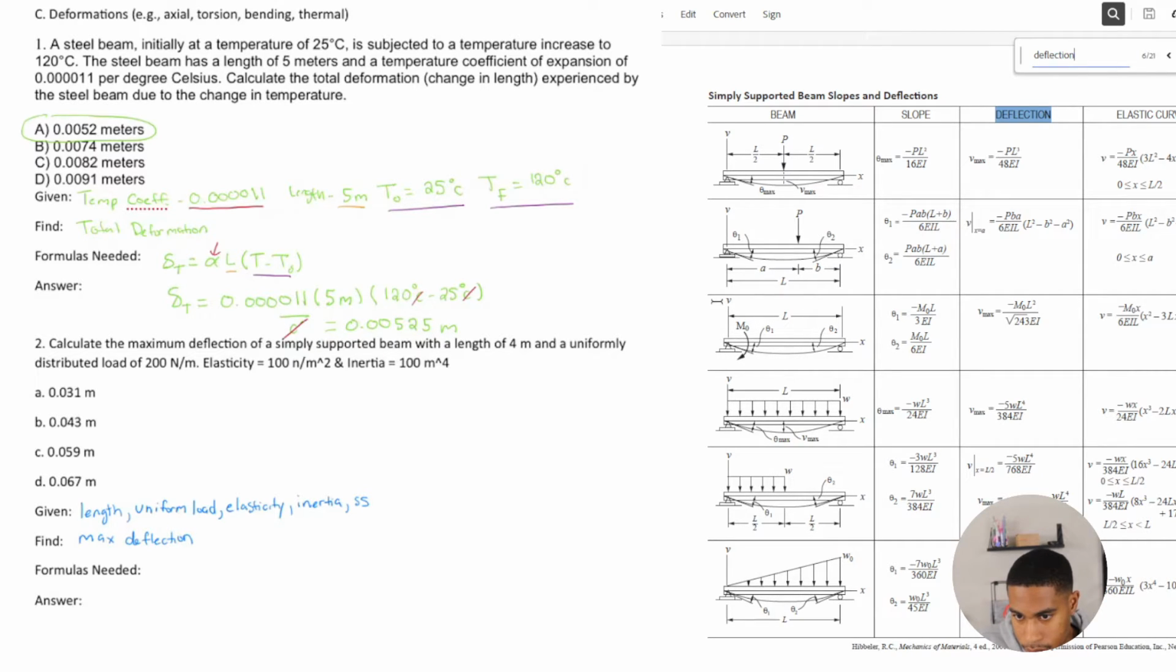This has a moment going about the beam, no point loads. This one has a uniform distributed load across the whole thing. And then this one has a distributed load, but it's not uniform. It's going halfway. And this is a triangular distributed load.